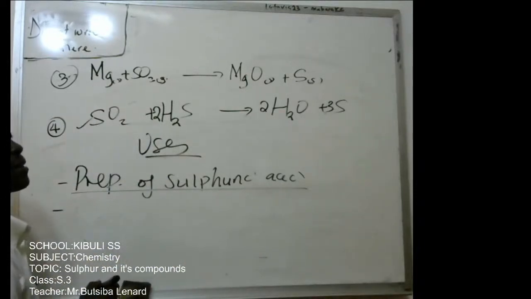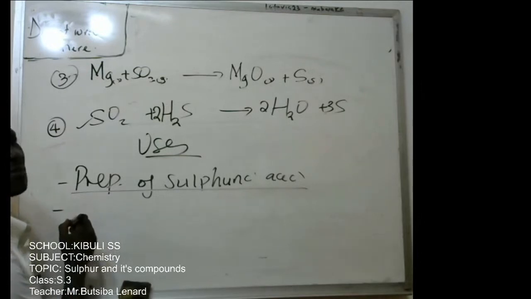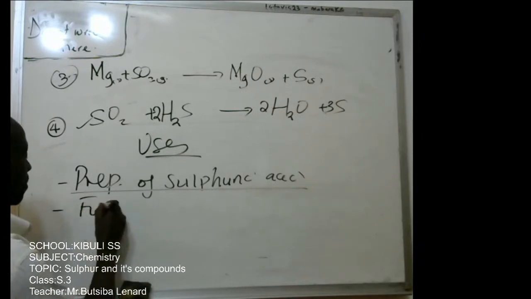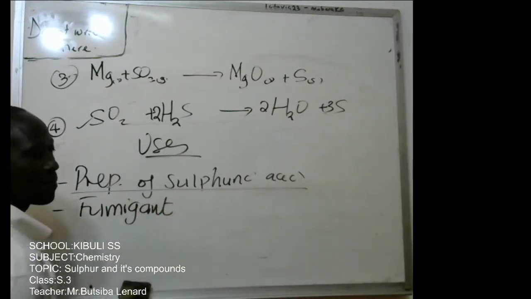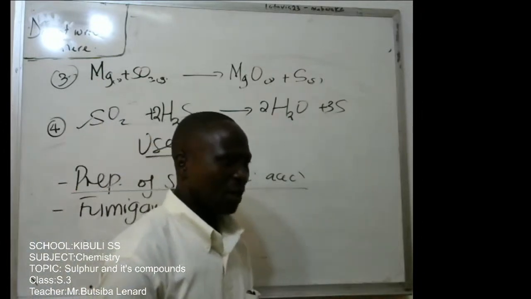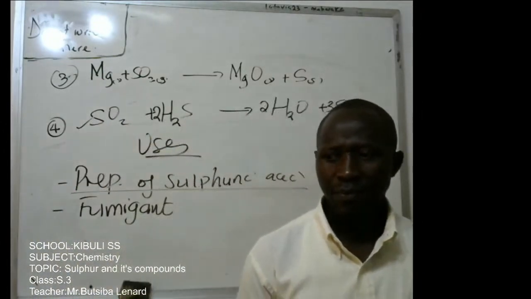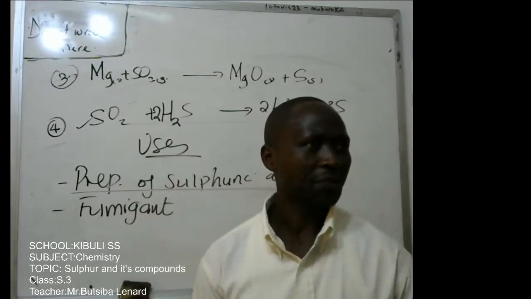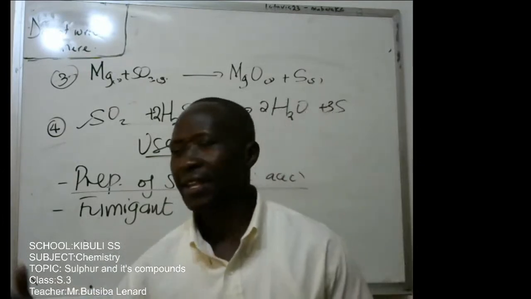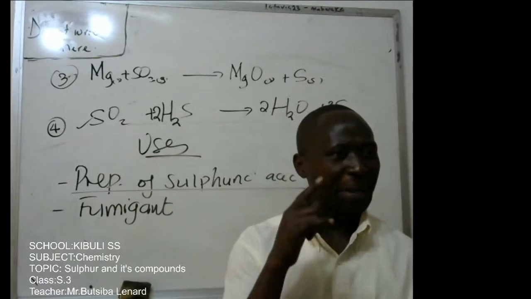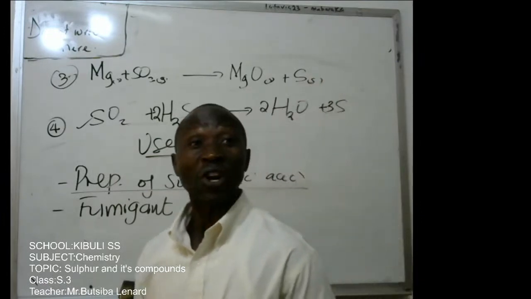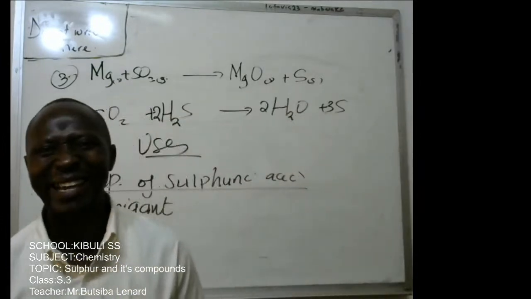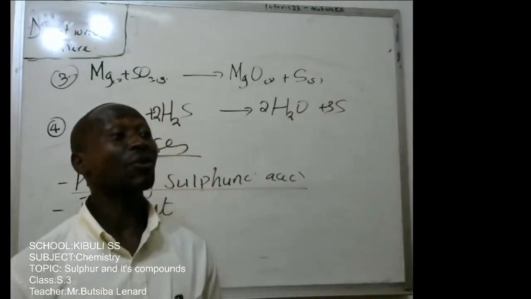Another, this gas is used as a fumigant. What is a fumigant? For fumigating, for spraying. Being an acidic gas, it will kill crawling organisms, insects, mites, and so on.